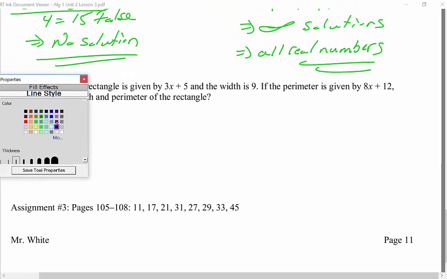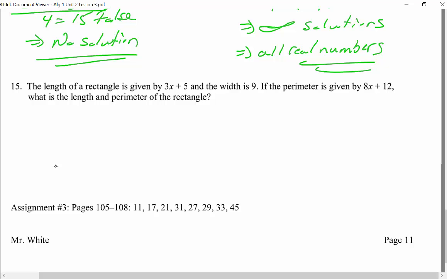Okay, so take a moment and read the word problem before I begin. So, you want to draw a picture. Here's the picture. The width is 9. The length is 3x plus 5. And the perimeter is 8x plus 12.